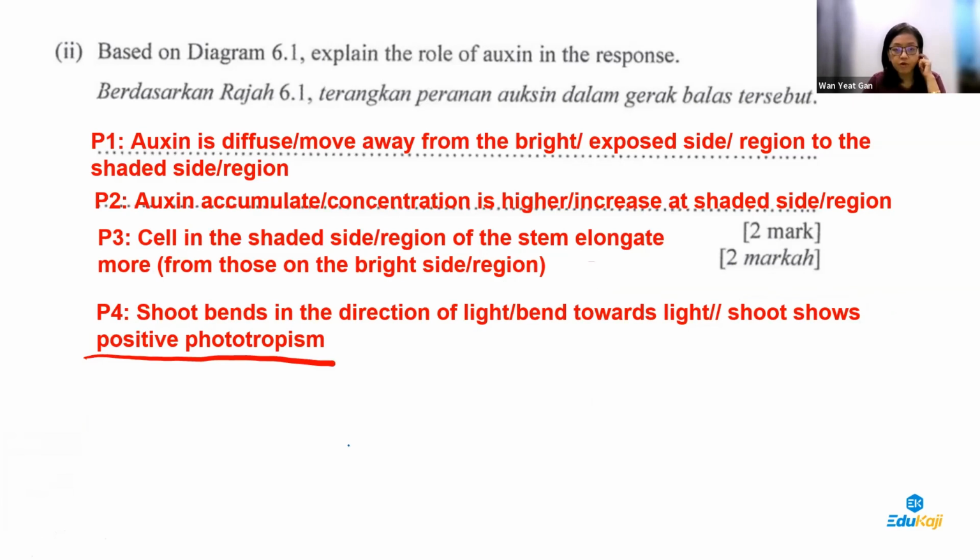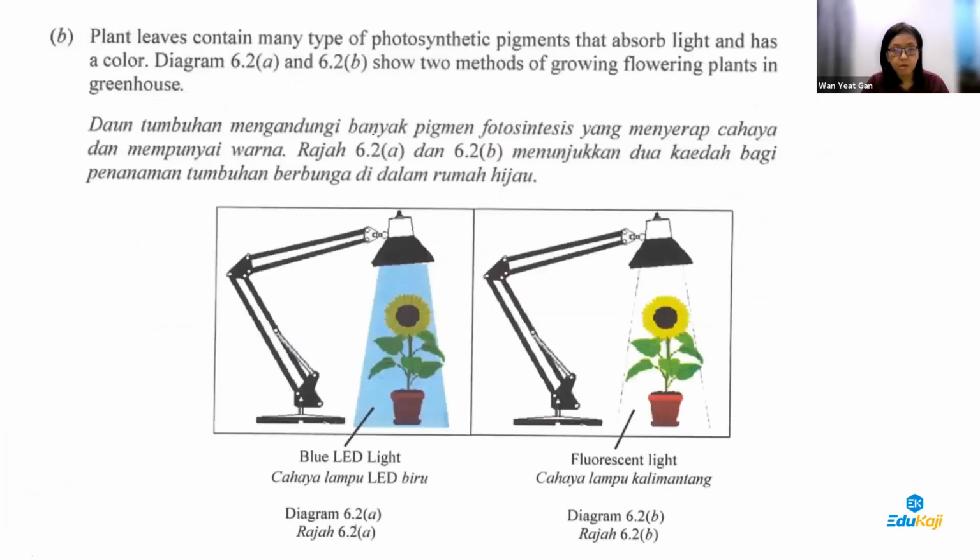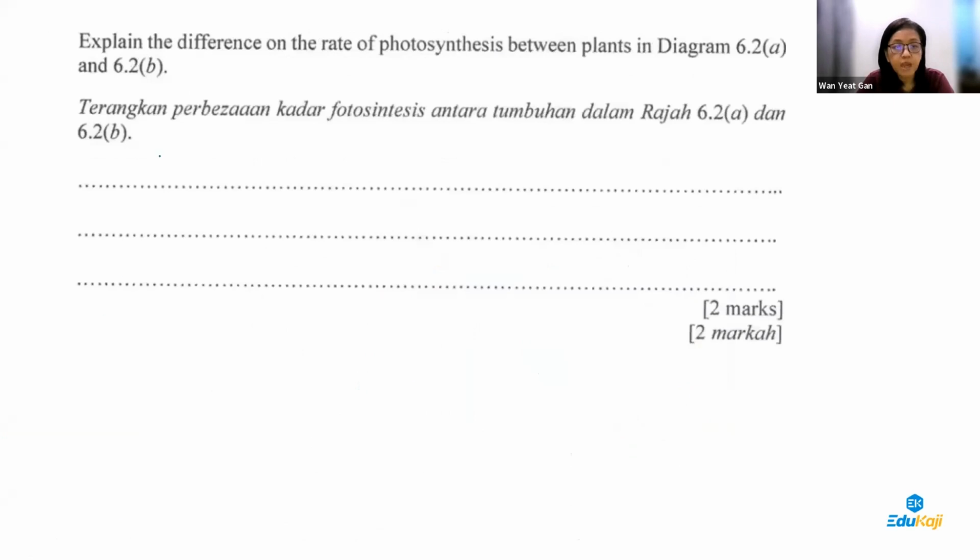Okay, let's move on. Plant leaves contain many types of photosynthetic pigment that absorb light and have a color. Diagram 6.2a and 6.2b show two methods of growing flowering plants in a greenhouse. So you have one exposed to the LED blue light, and the other one is given fluorescent light. Explain the difference in the rate of photosynthesis between the plants in diagram 6.2a and 6.2b.